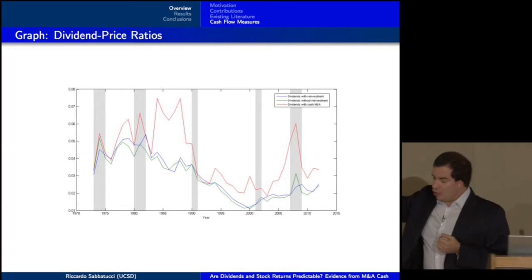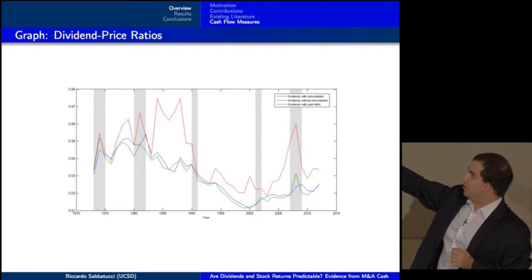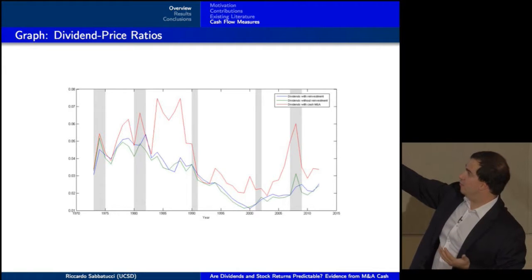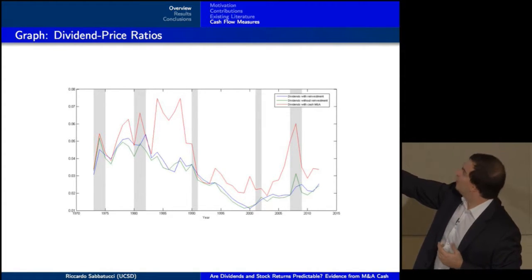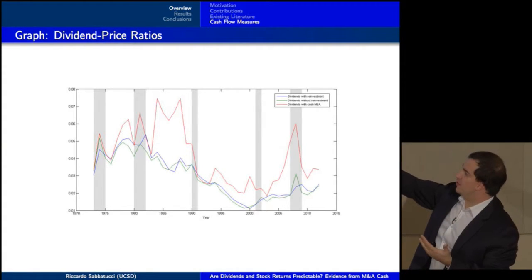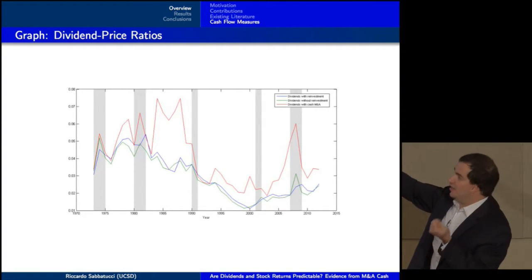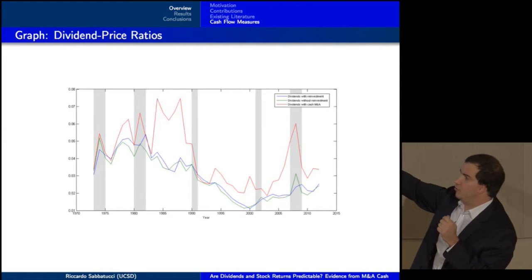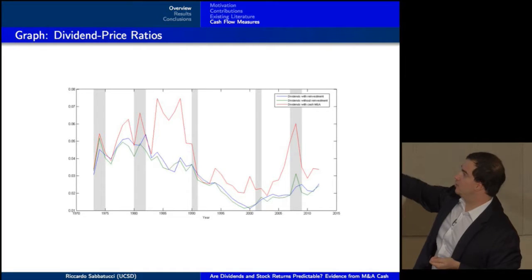And this is the graph. The red line is my dividend-price ratio that includes cash dividends coming from M&A activities, while the blue line is the CRSP index extracted with reinvestment and the green without reinvestment. You see that they pretty much track each other very closely. Of course, when there is a spike in M&A activity, we see that my dividend-price ratio diverges, and then converges back to the standard one.